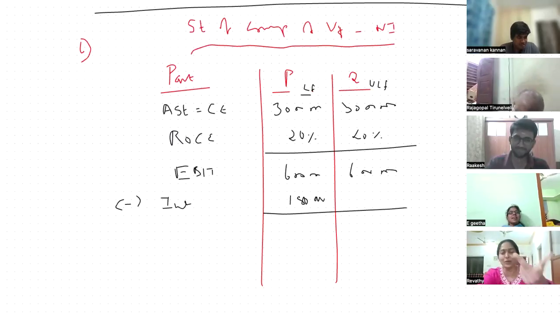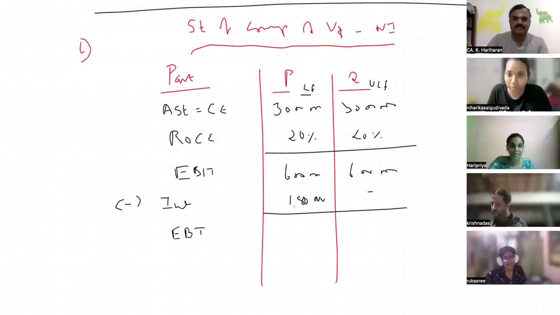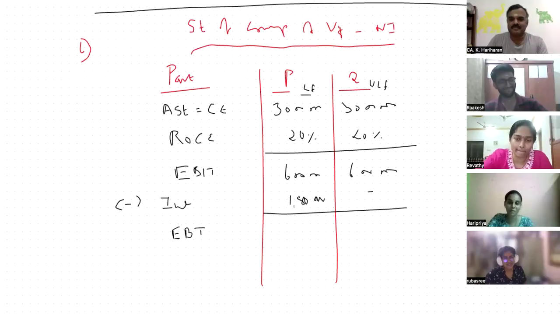Earnings before tax comes to 4 lakhs 20,000 and 6 lakhs. Yes, sir.